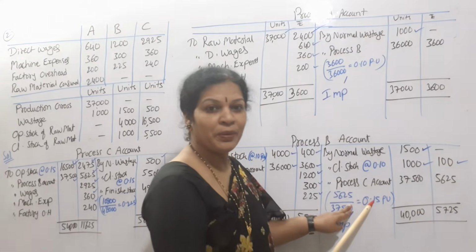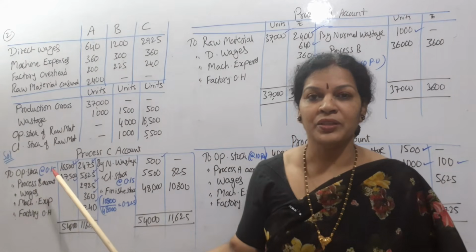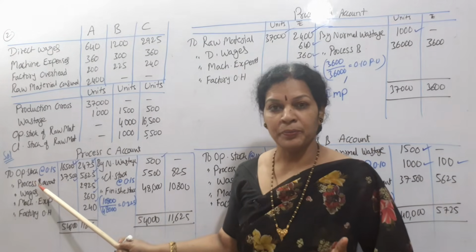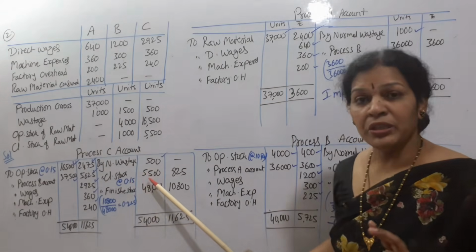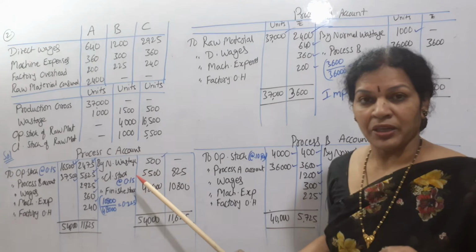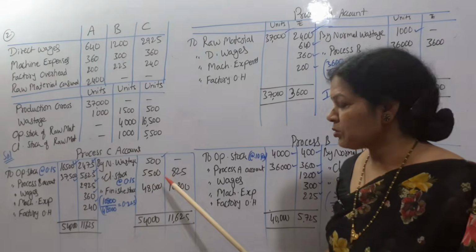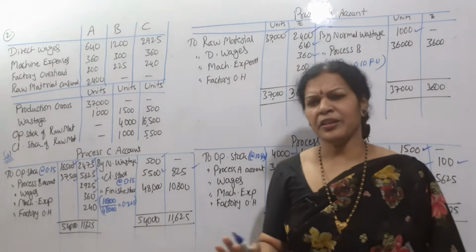The same 15 paisa we are using to calculate the opening stock and closing stock of the next process. Opening stock we have calculated with the 15 paisa. Closing stock also we are calculating with 15 paisa. We know only the units, and units we are calculating with this 15 paisa. 5,500 into 15 paisa comes to 825. Am I clear on this? Written everything.